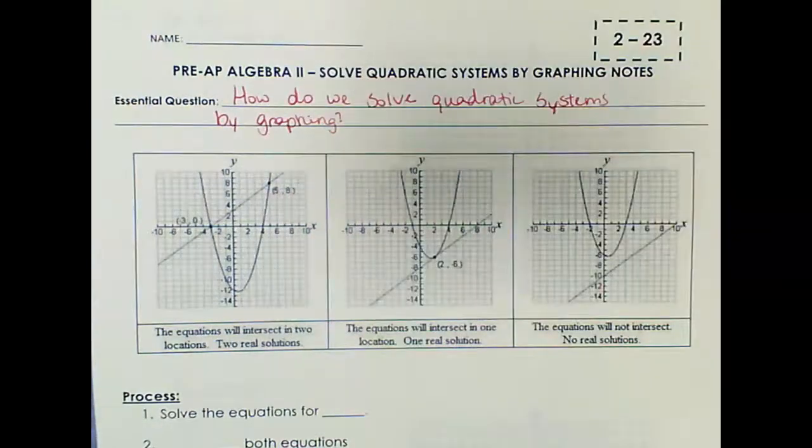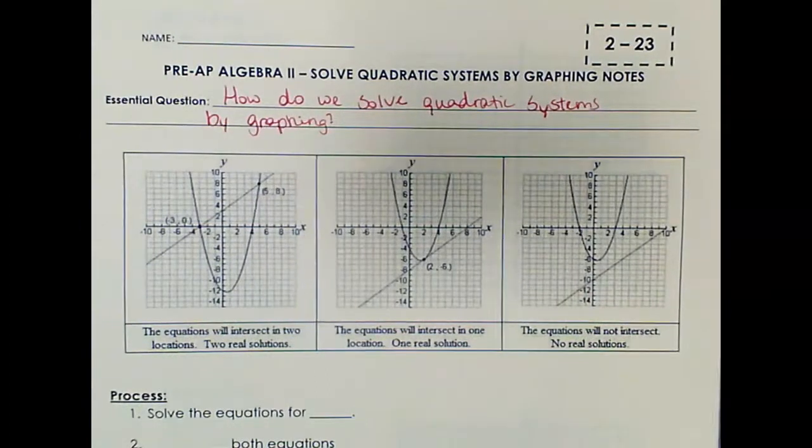And when we talk about quadratic systems, we're talking about a system of equations, so a set of two or more equations, one of which at least is quadratic. The other, if there's two equations, could be quadratic or it could be linear. Today we're going to talk about how to solve by graphing and what those solutions look like. Remember that the solution to a system is the point, the location, where the graphs of those two equations intersect.